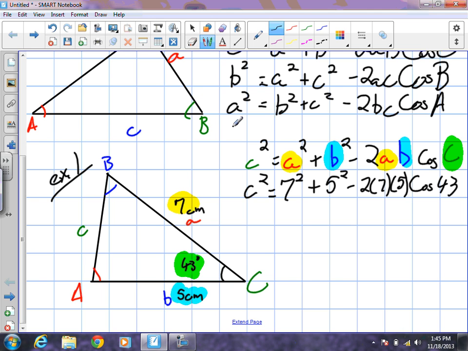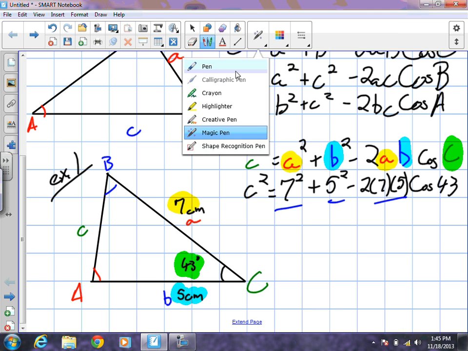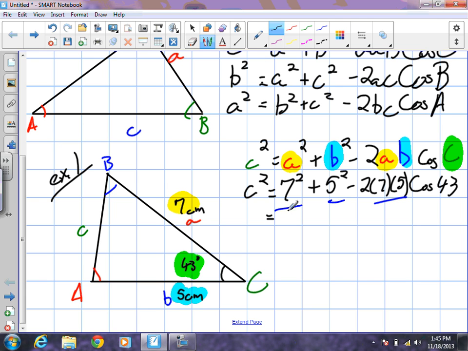So actually, let's do a little bit of the multiplication first. What is 7 squared? Okay? 5 squared? Excellent. What is negative 2 times 7 times 5? Very good. Negative 70 times cos 43.